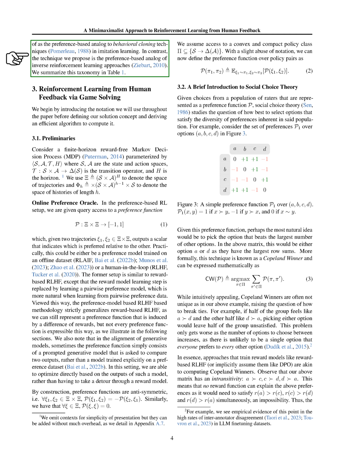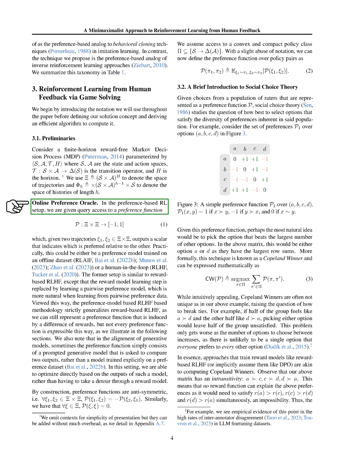Now, let's move on to the main topic of our paper: reinforcement learning from human feedback via game solving. We'll start by introducing the notation we will use throughout the paper before defining our solution concept and deriving an efficient algorithm to compute it. Consider a finite horizon reward-free Markov decision process, MDP, parameterized by four elements: the state and action spaces, the transition operator, and the horizon. We use specific terms to denote the space of trajectories and the space of histories of a certain length.